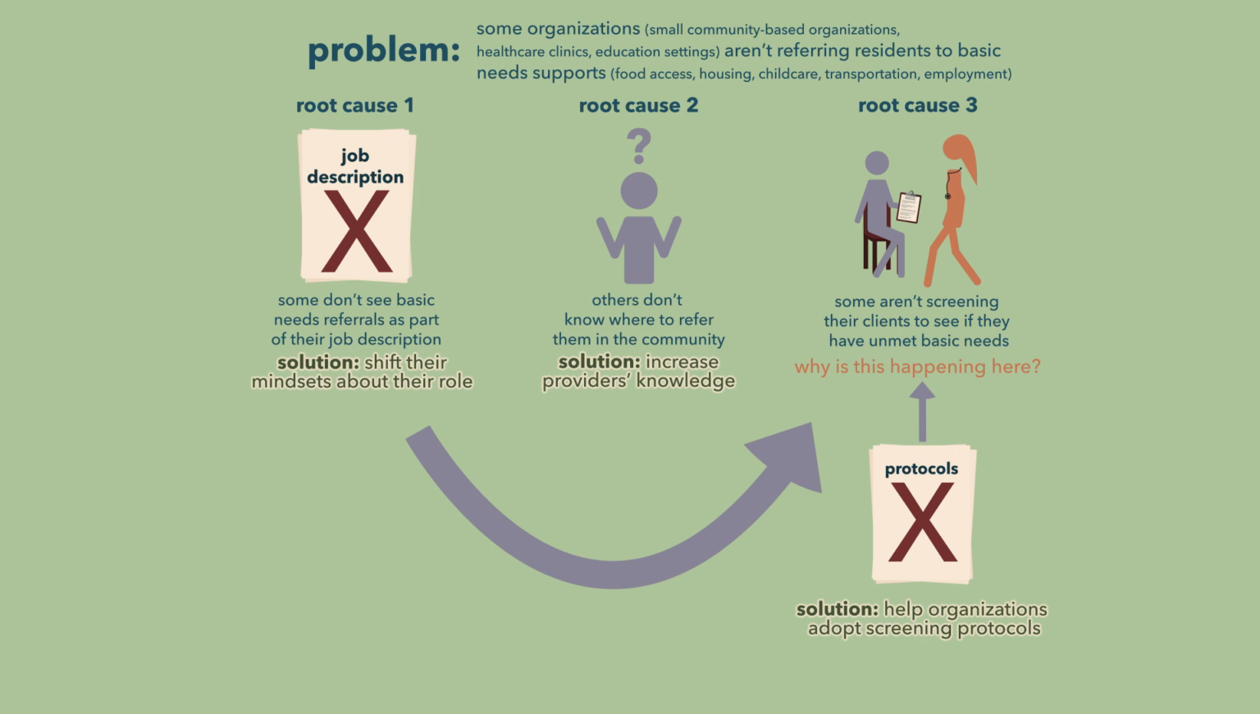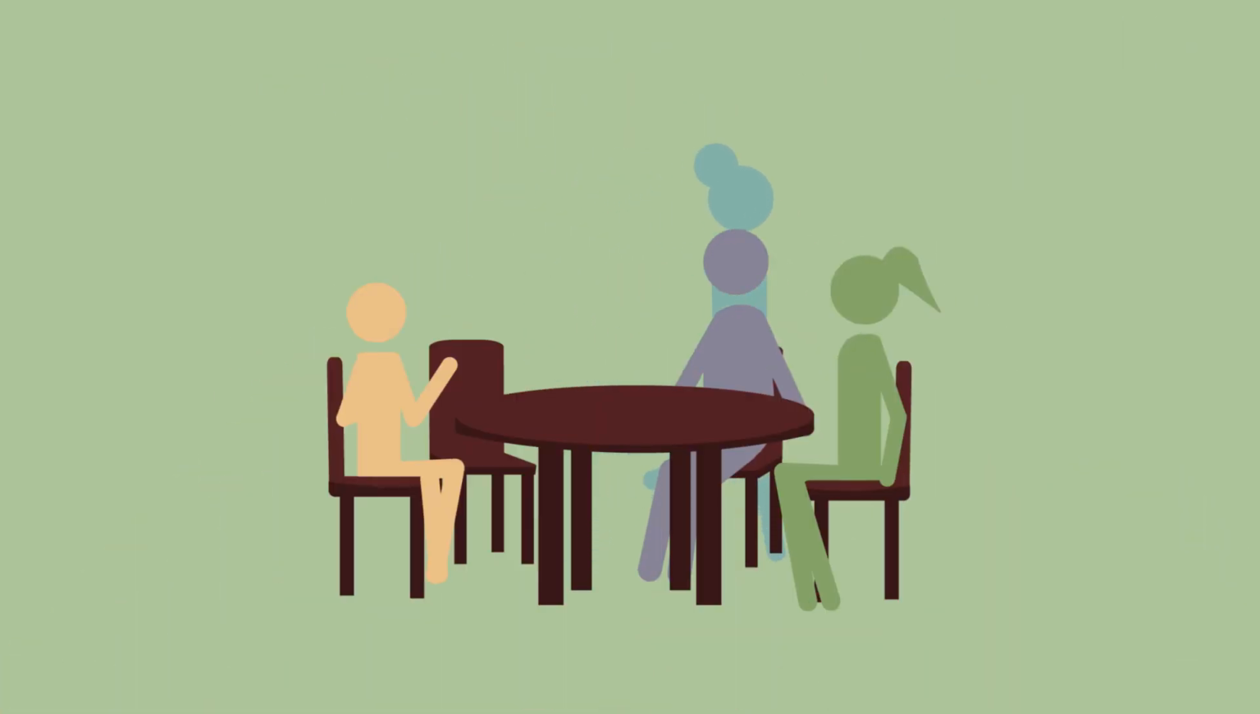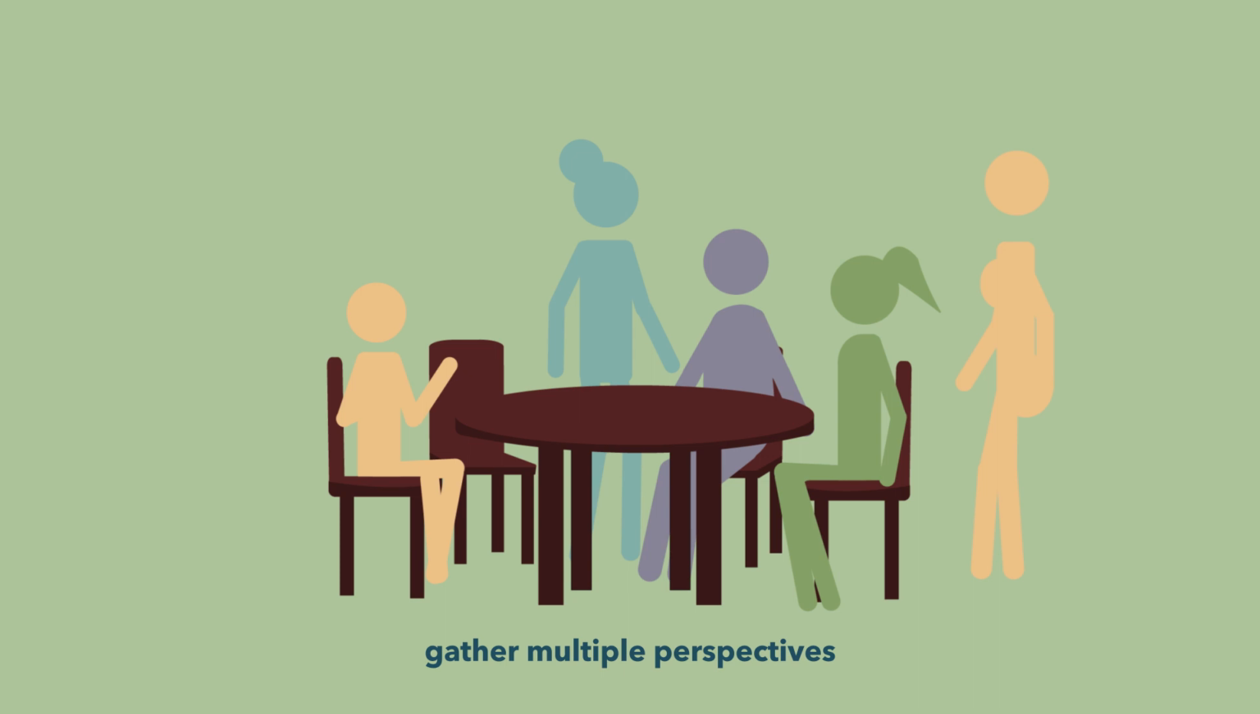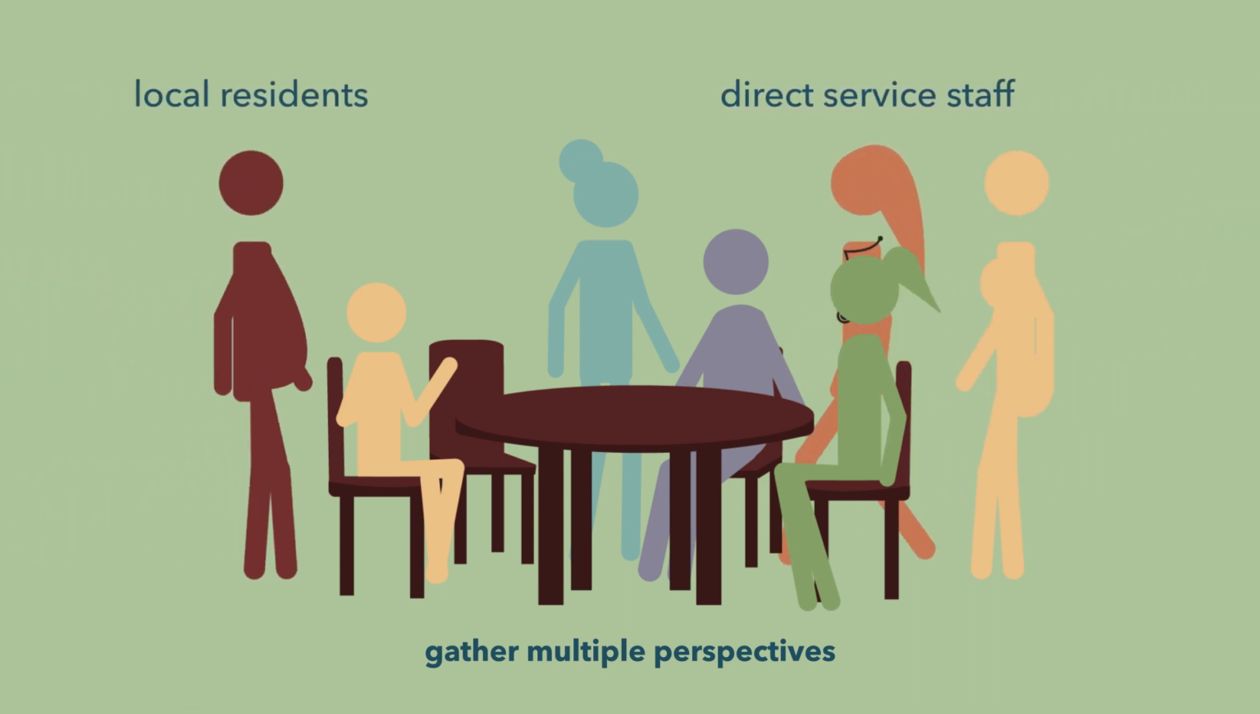Once you have identified multiple root causes for your problems, prioritize which are the most important to address and design targeted strategies to address them. Note, it's impossible for any one person to understand all the reasons why a problem is happening. You can improve your root cause analysis by gathering multiple perspectives, particularly from local residents and direct service staff, about why the problem is happening.